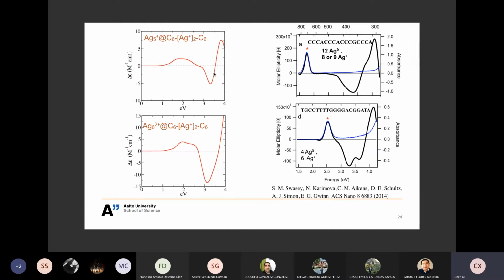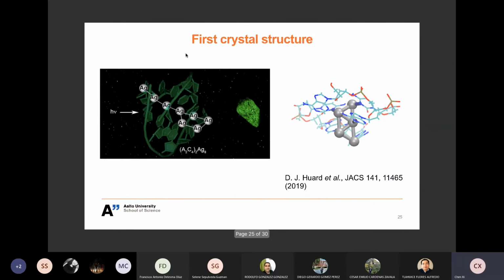Okay, then after we get the CD, we compare with the experiment. We can see that although the experiments have different DNA sequences, very often they also get this kind of CD spectra, with a first positive peak around 1.5 to 2.5 eV, and a second negative peak around 3 eV, which fits very well with our CD. Then we think this kind of planar 2-row structure should commonly exist in DNA silver clusters.